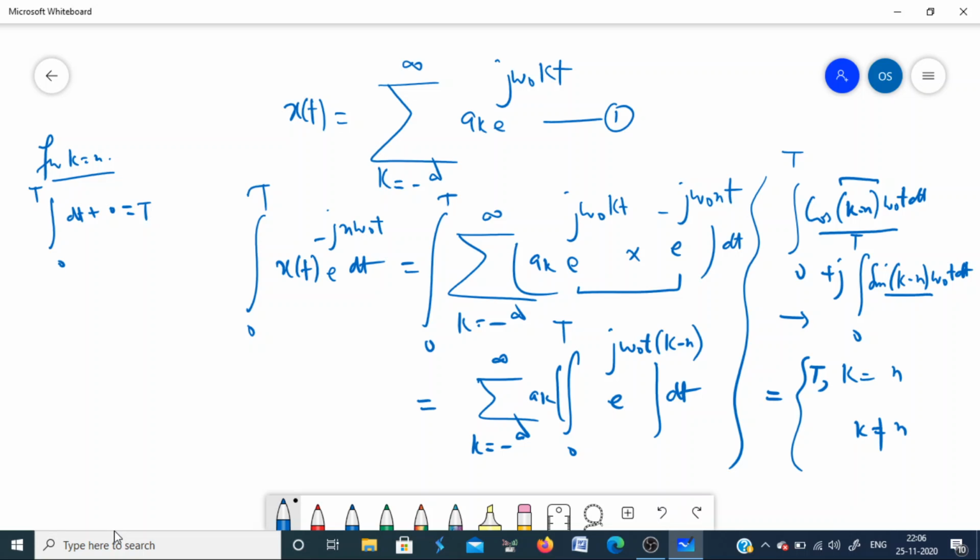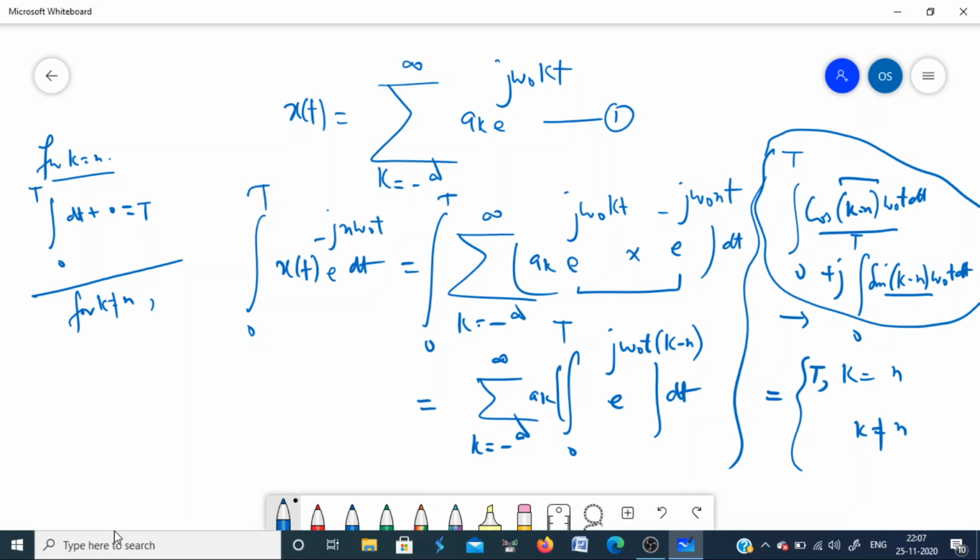And if k is not equal to n, what will happen? For k not equal to n, this integration will become 0. Okay, why is it 0? Because if k is not equal to n, since k and n both are integers, k minus n will also be an integer value. It can be 1, 2, 3, 4 and so on.